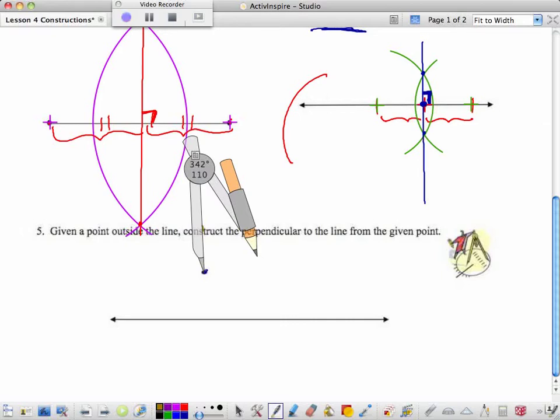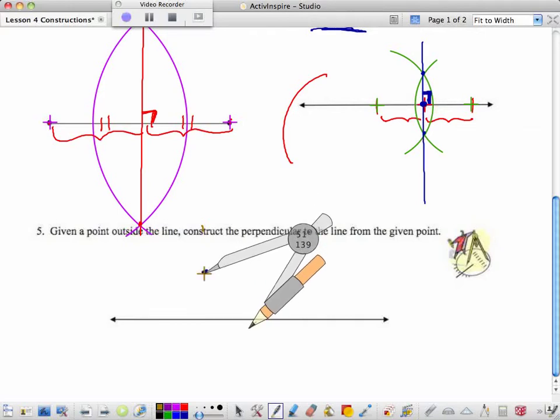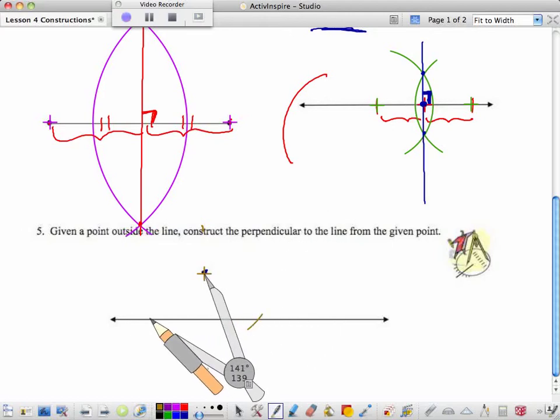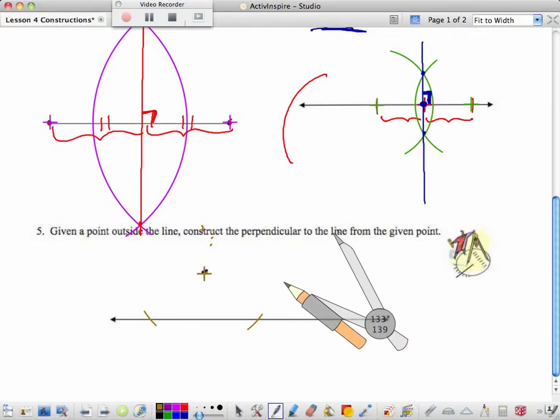Down here we're starting with our compass on the given point, and we are going to open our compass wide enough so that we can intersect the given line on each side of the point. Right, so there's an intersection to the right of the point, there's an intersection to the left of the point. We know that these are equidistant, so essentially we made an isosceles triangle right here. Okay, so now, what do we do?